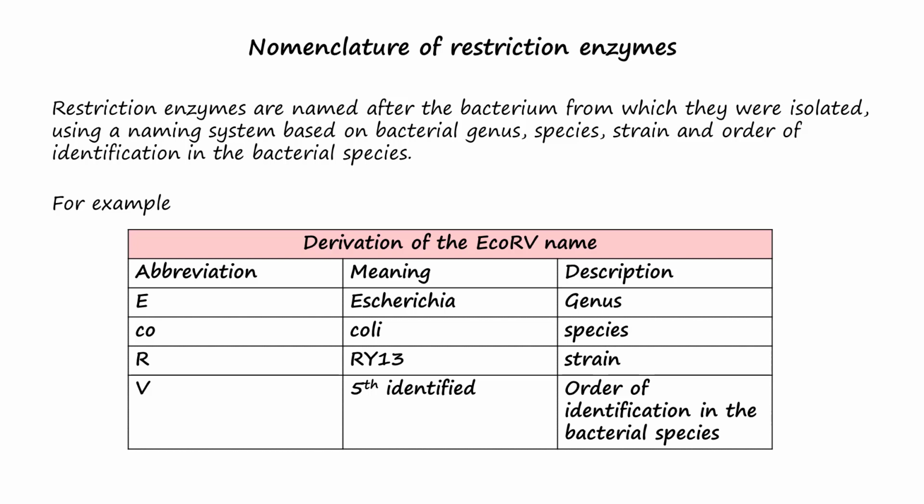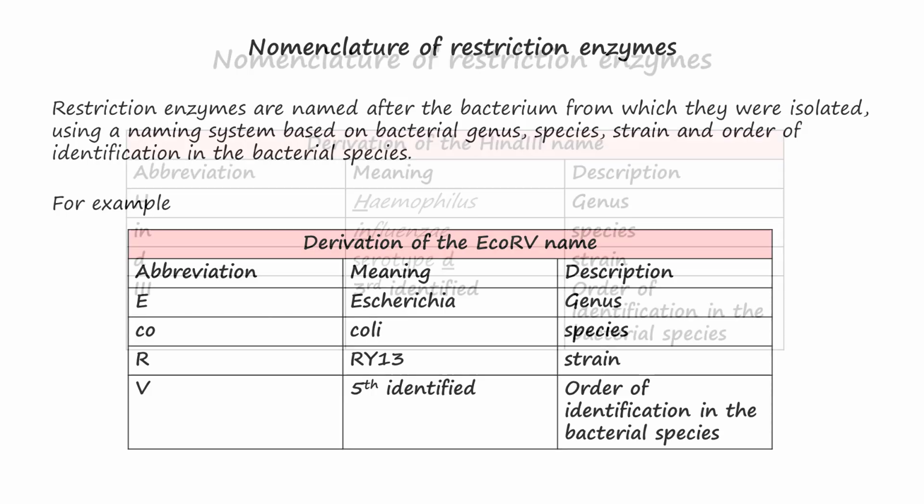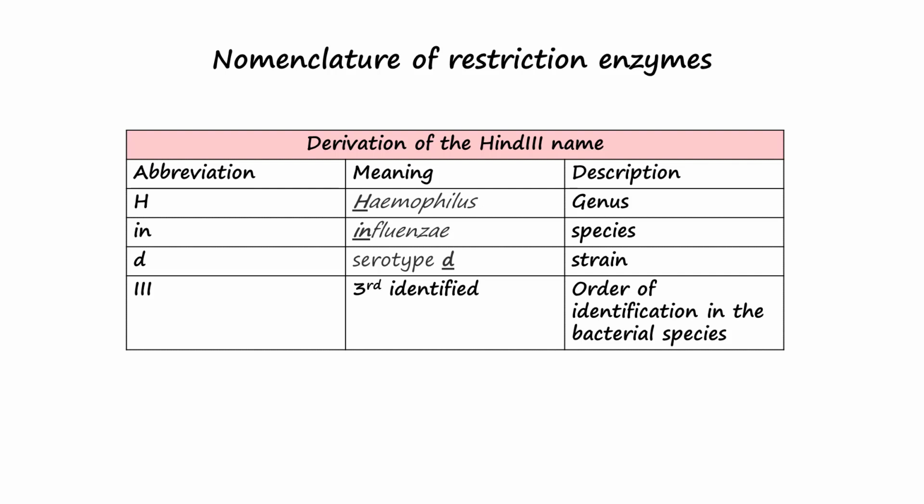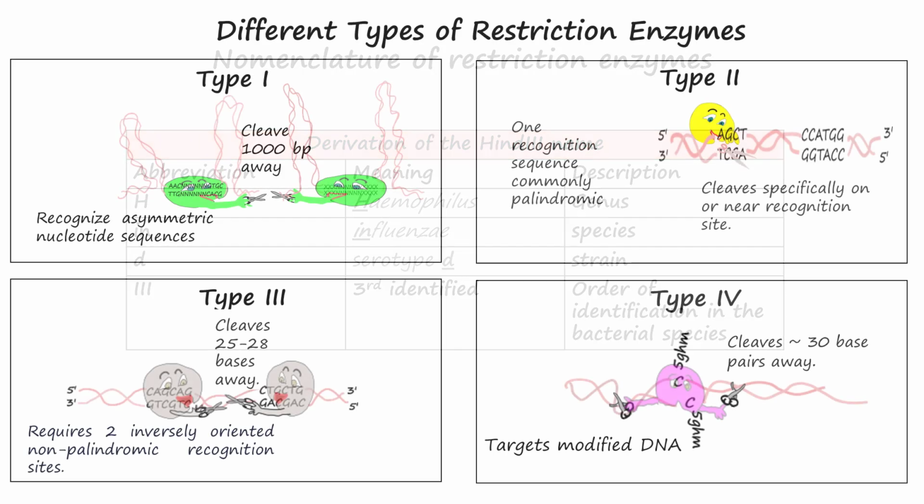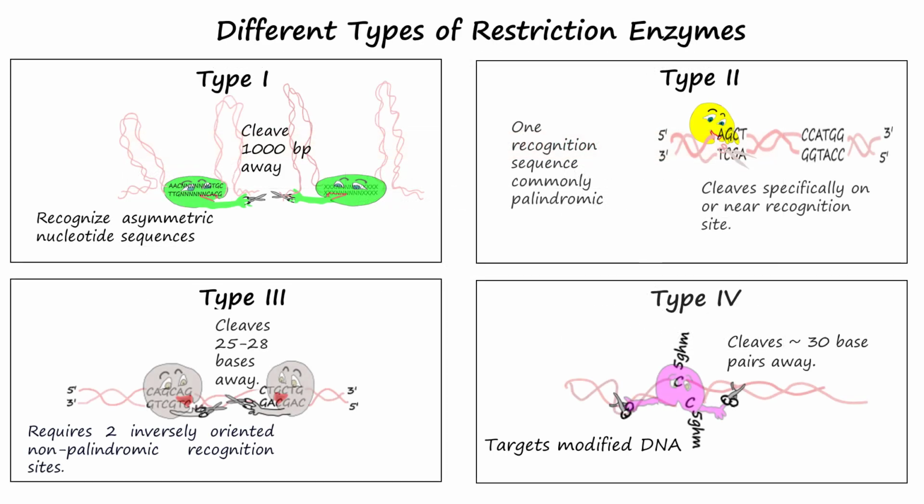As an example of how the enzymes are named, take the enzyme EcoRV. This is the 5th restriction enzyme isolated from Escherichia coli strain RY13. Another example is the enzyme HindIII, which is the 3rd restriction enzyme isolated from the genus Haemophilus, species influenzae, and serotype d. The hundreds of restriction enzymes have been classified into different types.